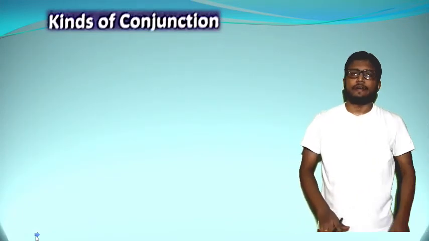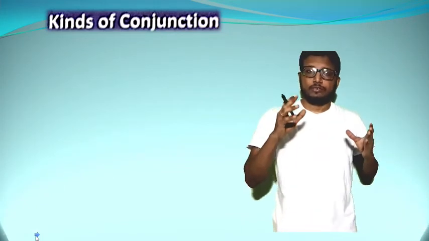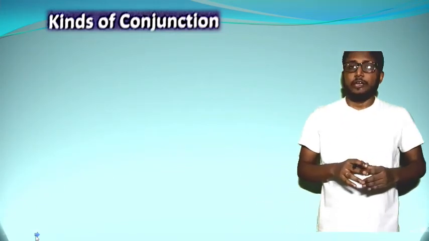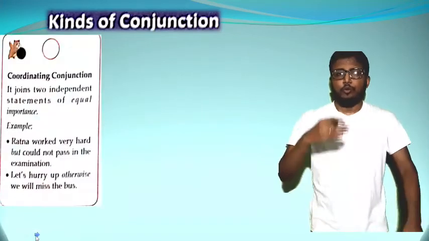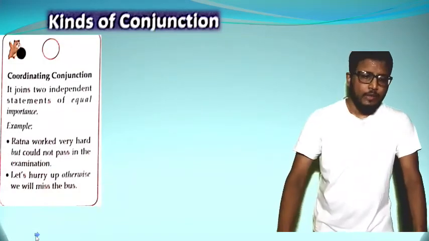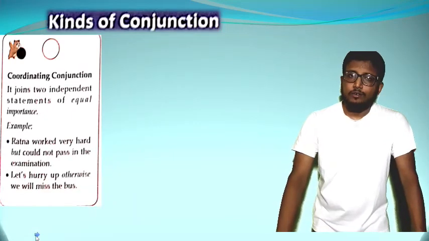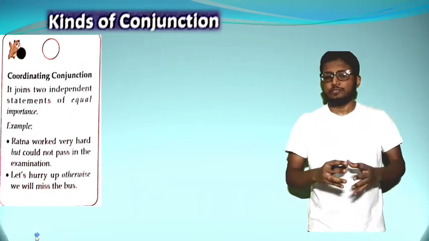Now we are going to know the kinds of conjunctions, how many types of conjunctions there are in our syllabus. We can see there are three types of conjunction. Now first of all, let's know about them one by one. Number 1, that's the coordinating conjunction. What is this?